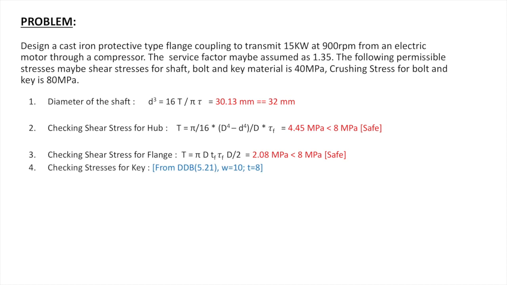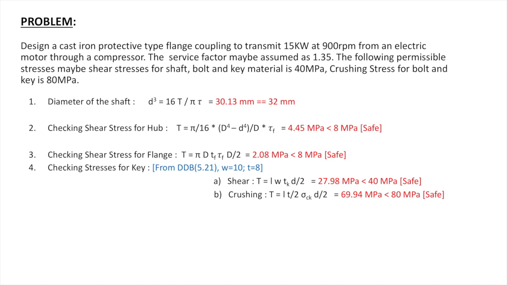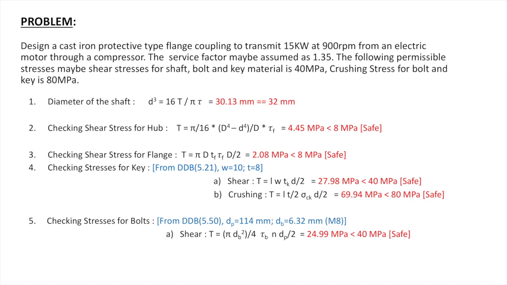Fourth step, we check the stresses for the key. W and T we get from the design data book, and the shear stress is safe here since 27.98 is less than 40 megapascal, and the crushing stress is also safe since 69.94 megapascal is less than 80 megapascal. And the fifth step, we check the stresses for bolts. Both shear stress and crushing stress are safe, since for shear stress 24.99 megapascal is less than 40 megapascal, and for crushing 9.82 megapascal is less than 80 megapascal.